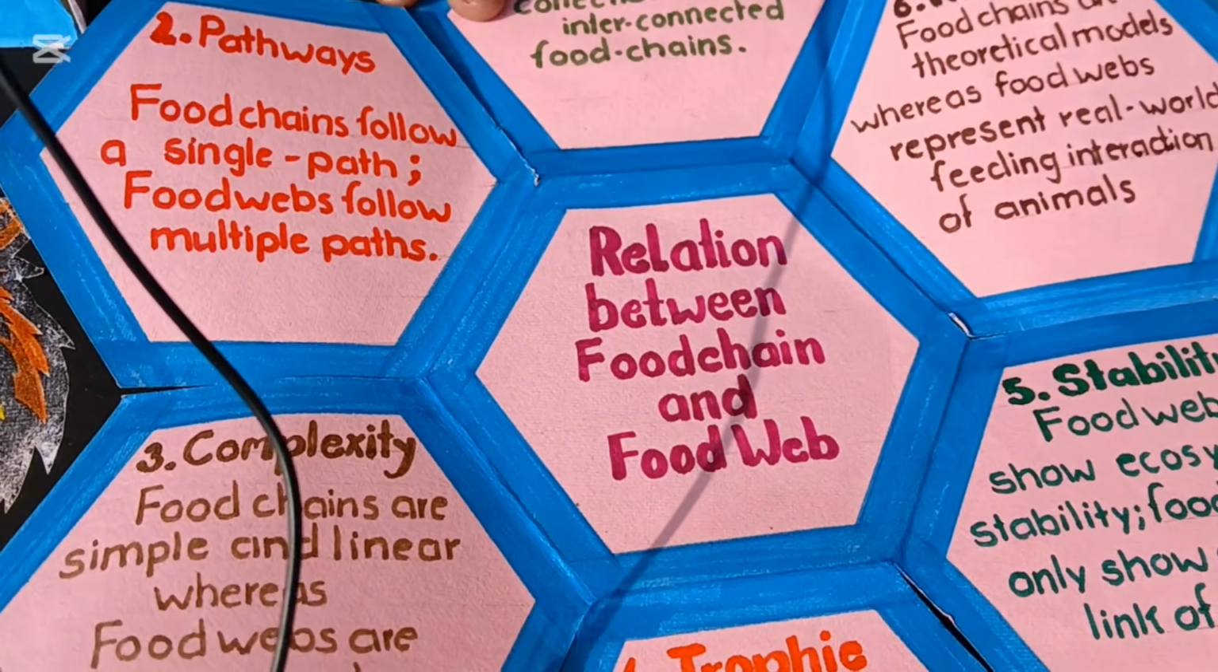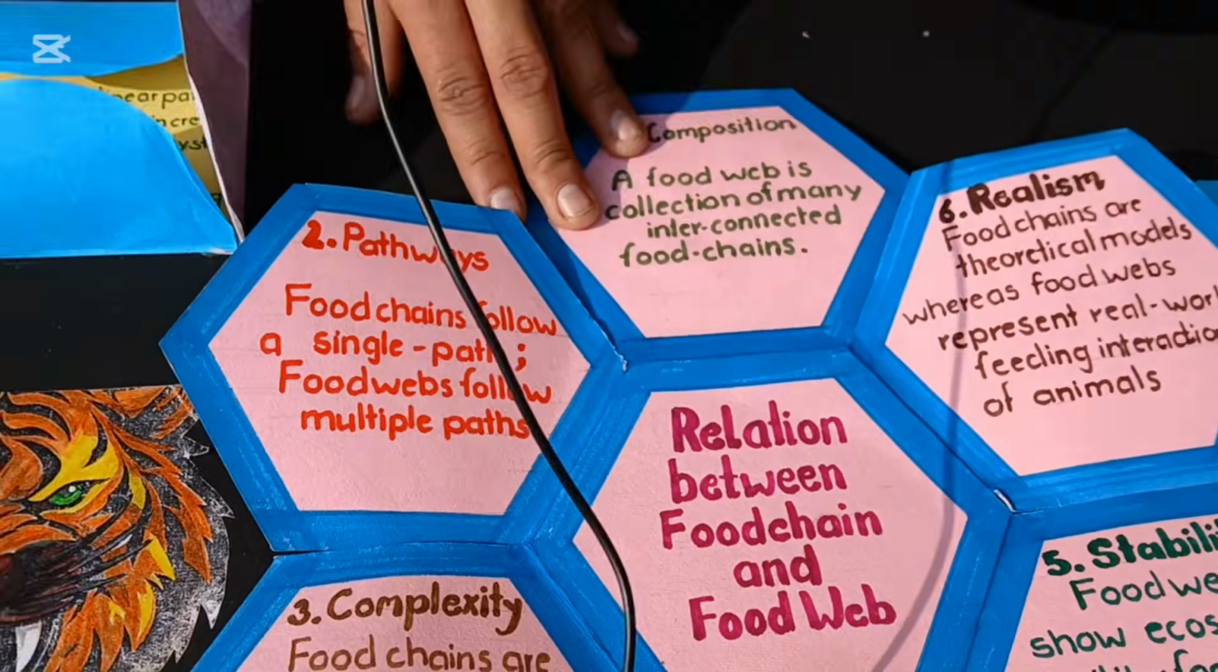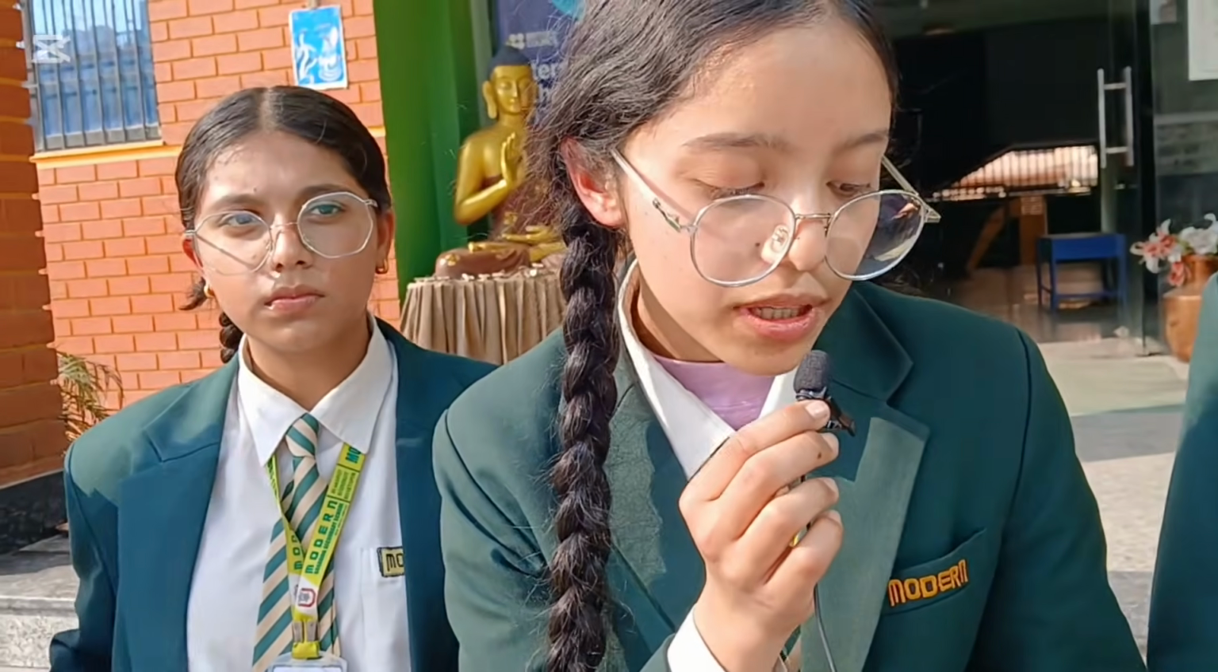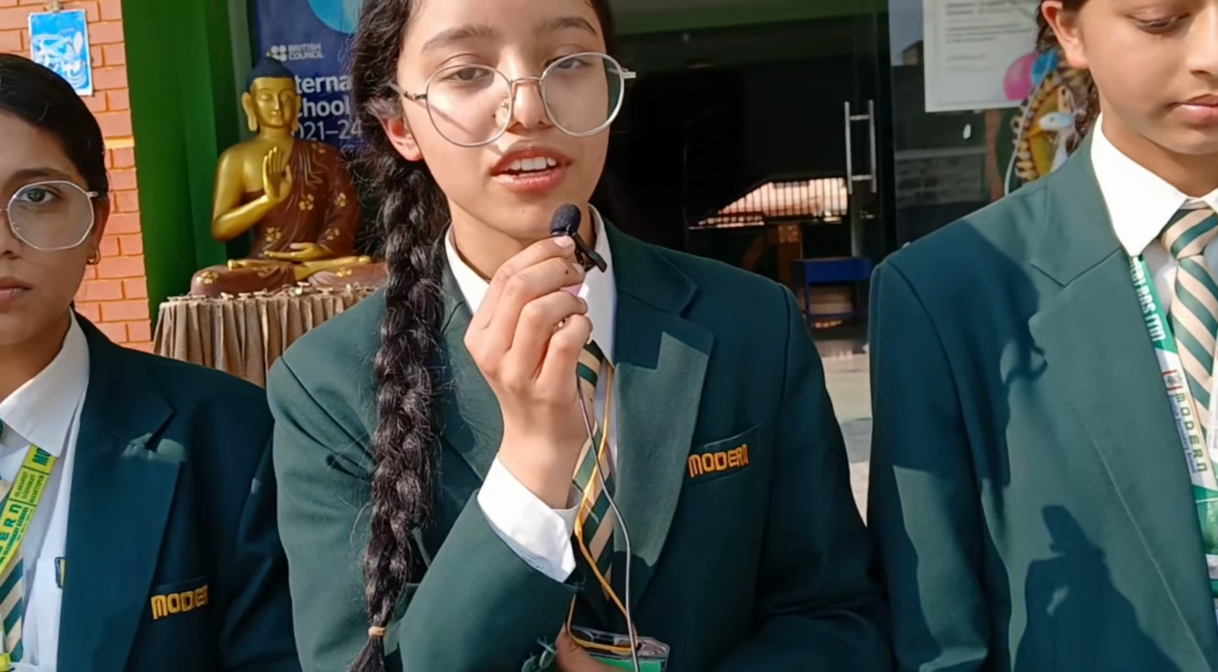Realism. Food chains are theoretical models, whereas food webs show real world interaction of various organisms.